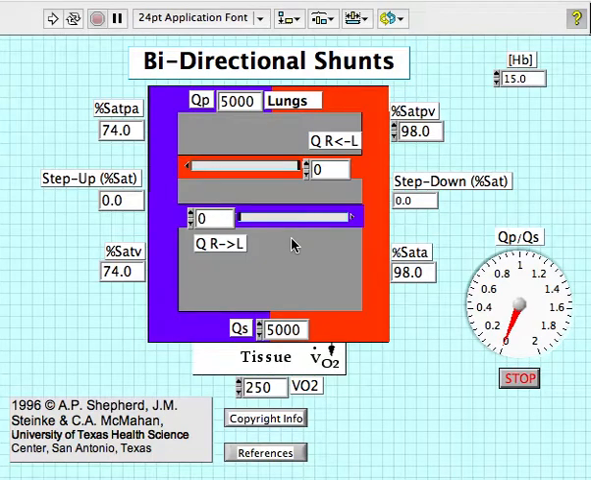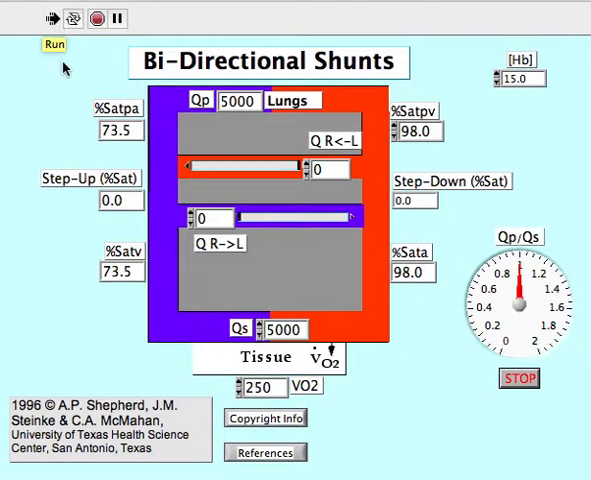What do we mean when we talk about cardiovascular shunts? This program will illustrate the concept of cardiovascular shunts. Here we have the blood flowing into the lungs.